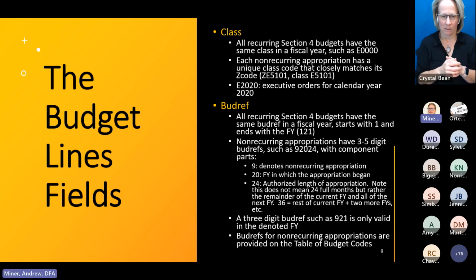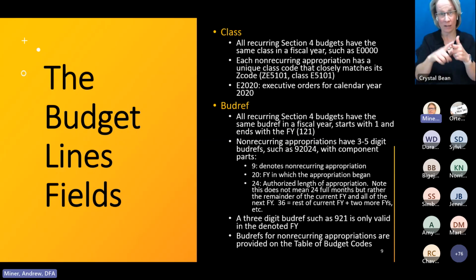Next is class, and I was talking about this yesterday, but all recurring Section 4 budgets have the same class in a fiscal year. So basically every bar that you do that's a change to your P code budget is going to have the same class for every agency. So this year we're up to H0000 for FY24. So that's going to be the class you enter until next June.